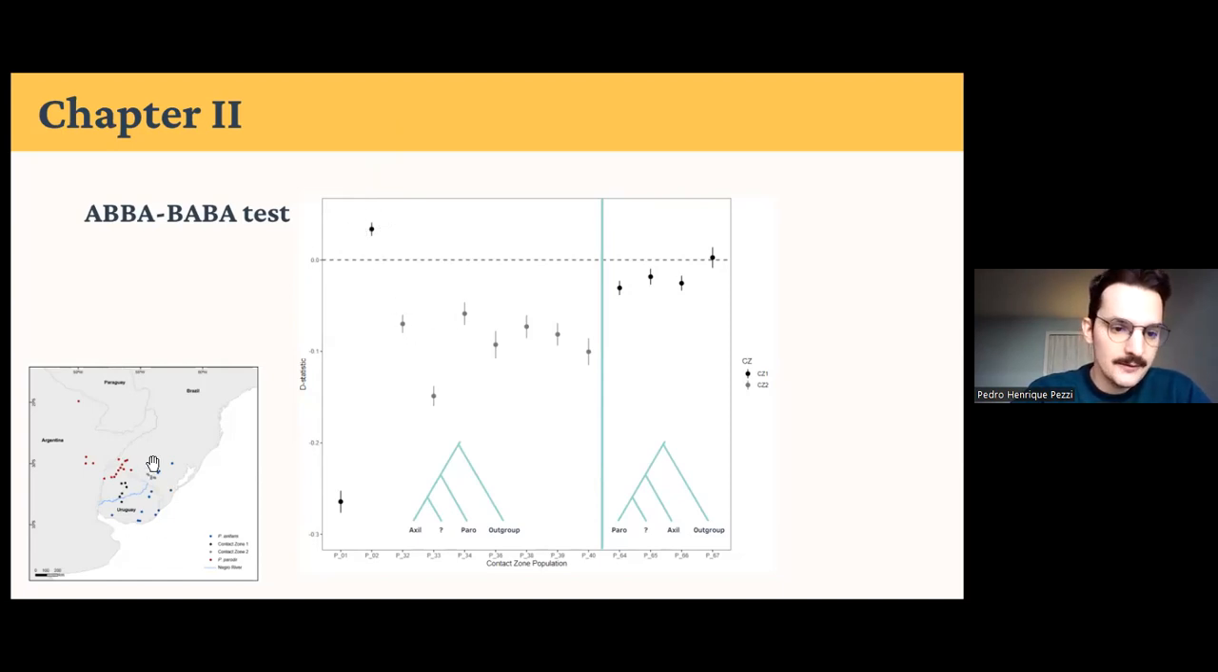All the populations here from contact zone two have significant values of hybridization, but it's not as strong as in population one. So we can see that this population is much more hybrid than these populations here in the north. And the other populations from the north of the Negro River showed no or very low signs of hybridization.